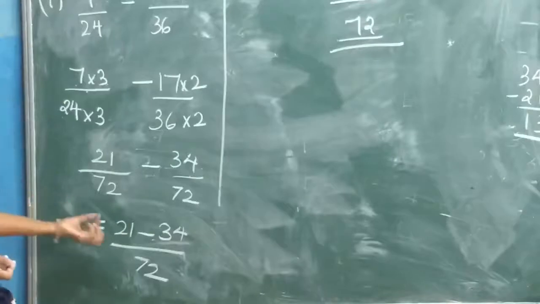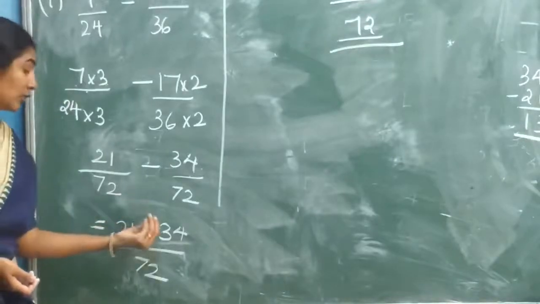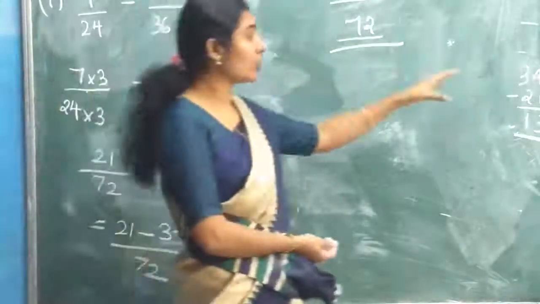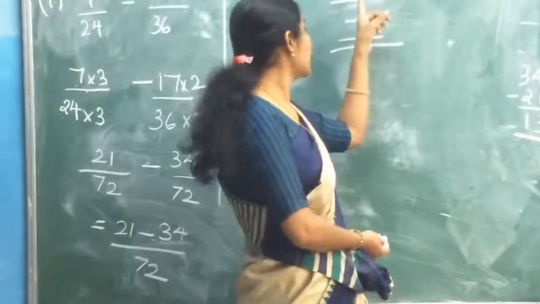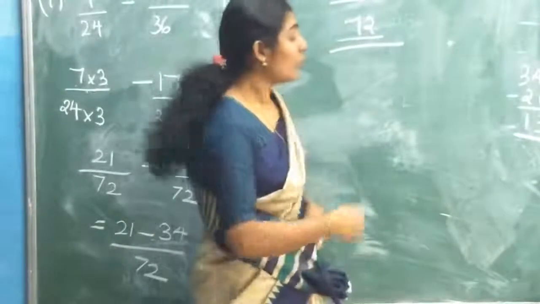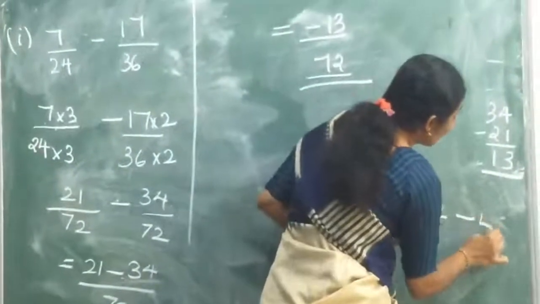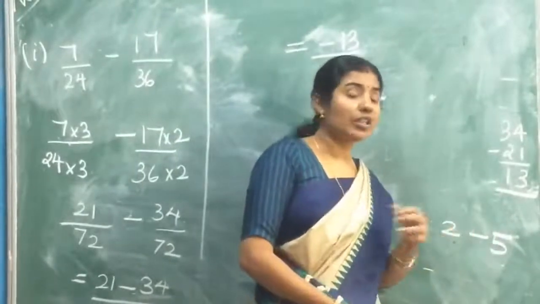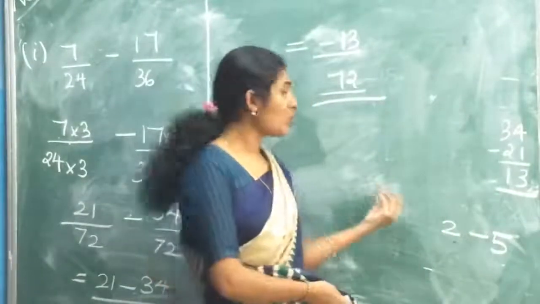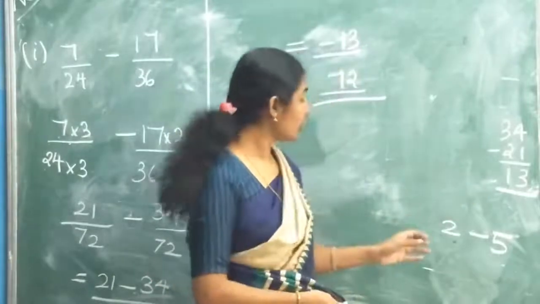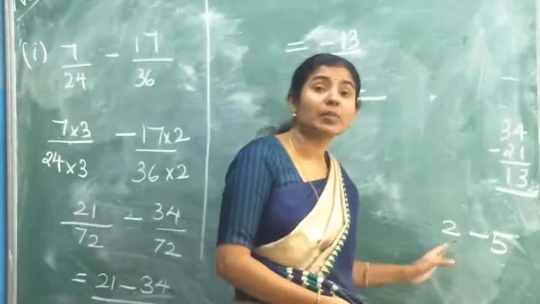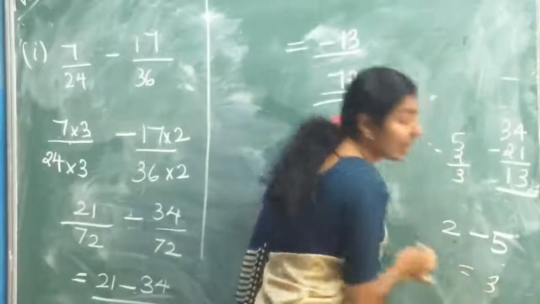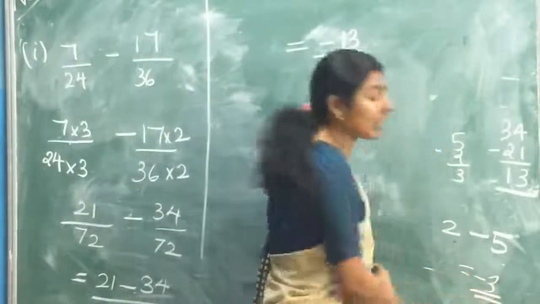Can you understand? If you are subtracting from a smaller number, what should you do? Without the sign, first subtract the numbers and give a negative sign to that answer. For another example, I will show you 2 minus 5. From the smaller number 2 you are subtracting 5. But you haven't studied that, isn't it? So what should you do? Without the sign, subtract the numbers. 5 minus 2, you will get 3. And give that answer a negative sign.